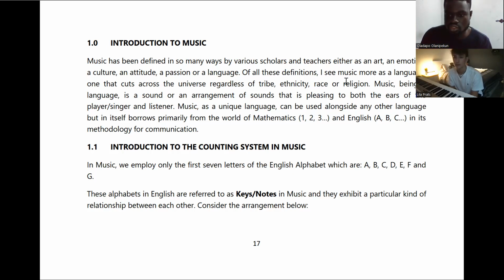So now you know where C is, you can tell where B is, you can tell where A is, you can tell where F is, and the likes, with your reference note of C.